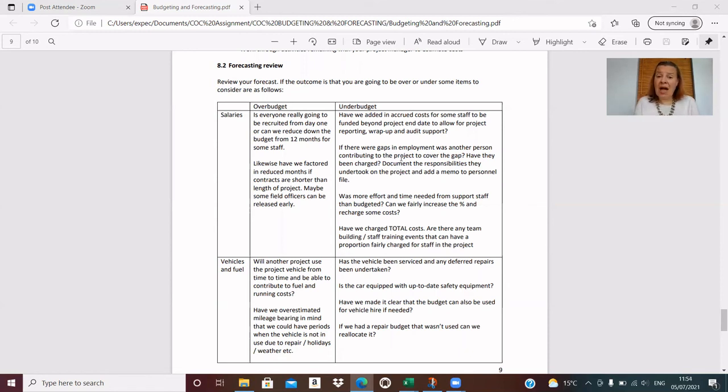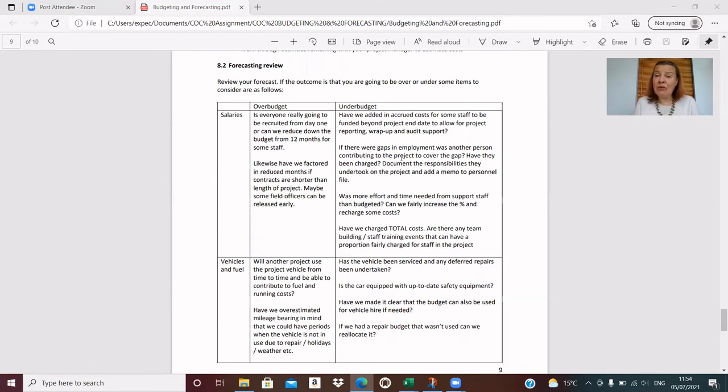Did we need more effort or time from support staff? Remember in our working example in our budget versus actual reviews, for example, we had HR staff putting in more effort at the beginning of the project when they were doing all the recruitment and contracting. So perhaps that's when we could allocate a bit more time from our HR team.